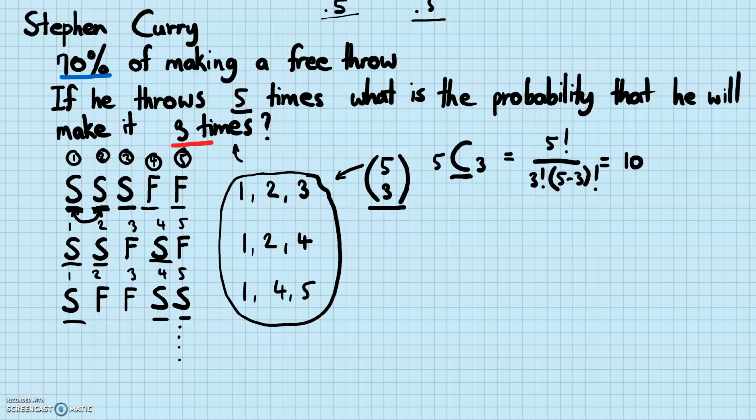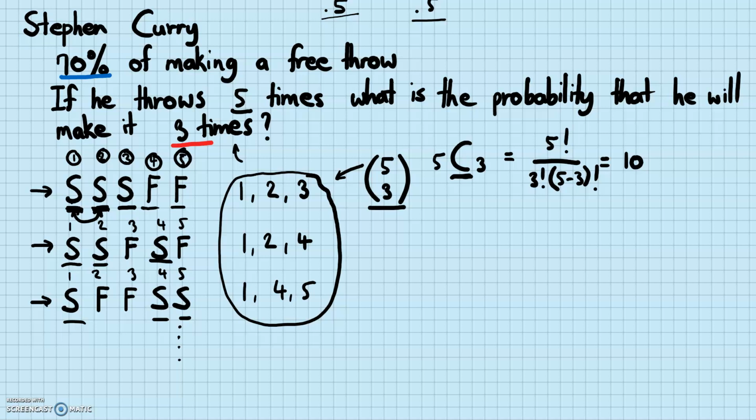And so what's the probability? Well, let's calculate the probability of each of these. If you calculate the probability of each of these, and since these are independent, if you just multiply them by 10, then we'll get the overall probability. So let's find the probability of one of these.